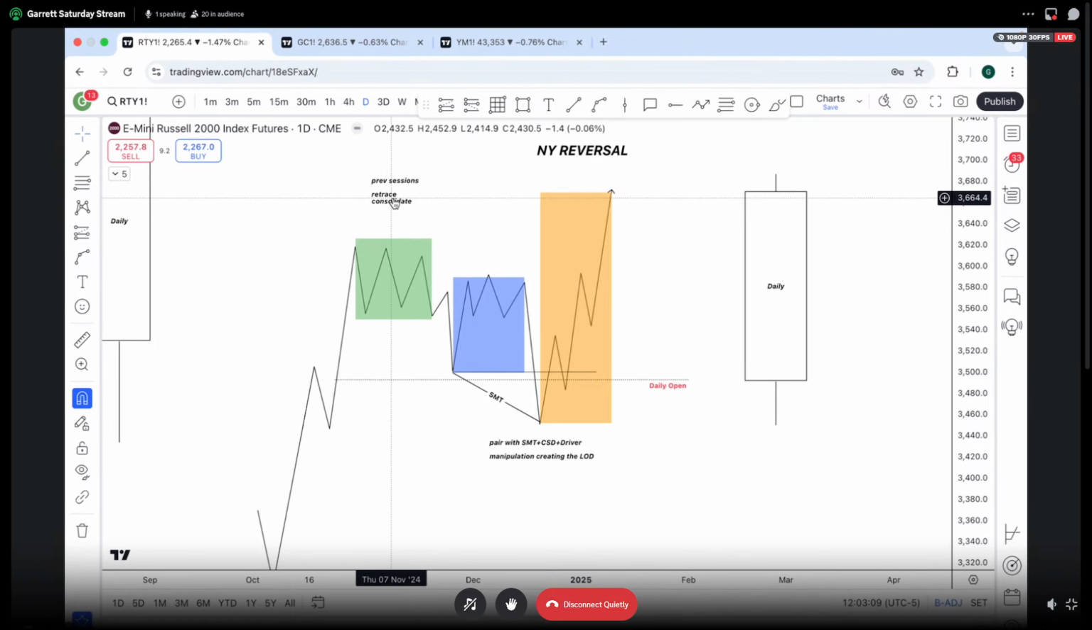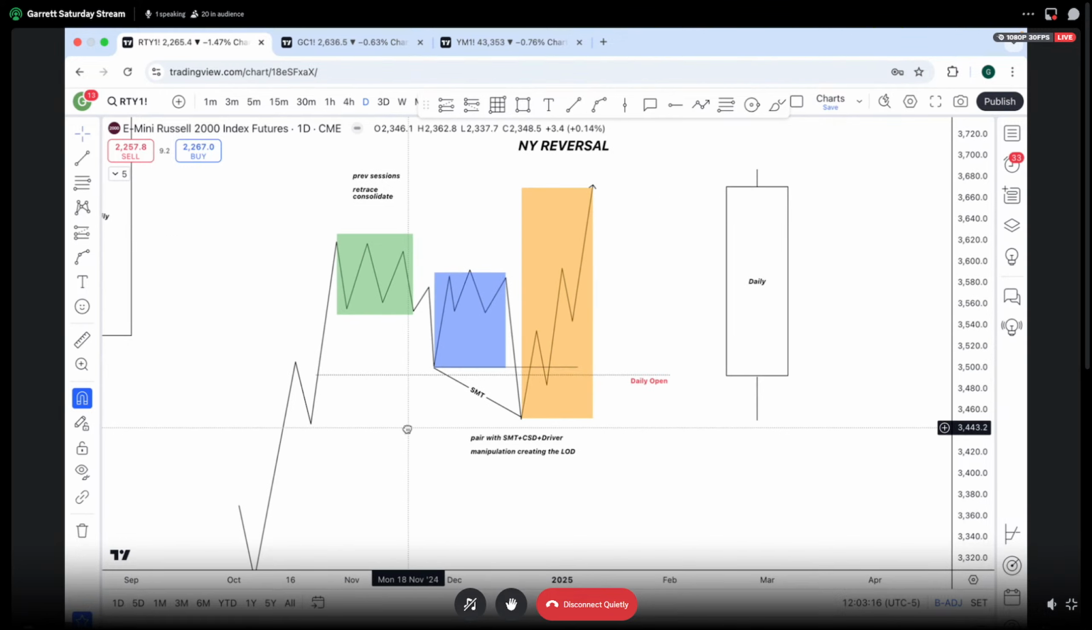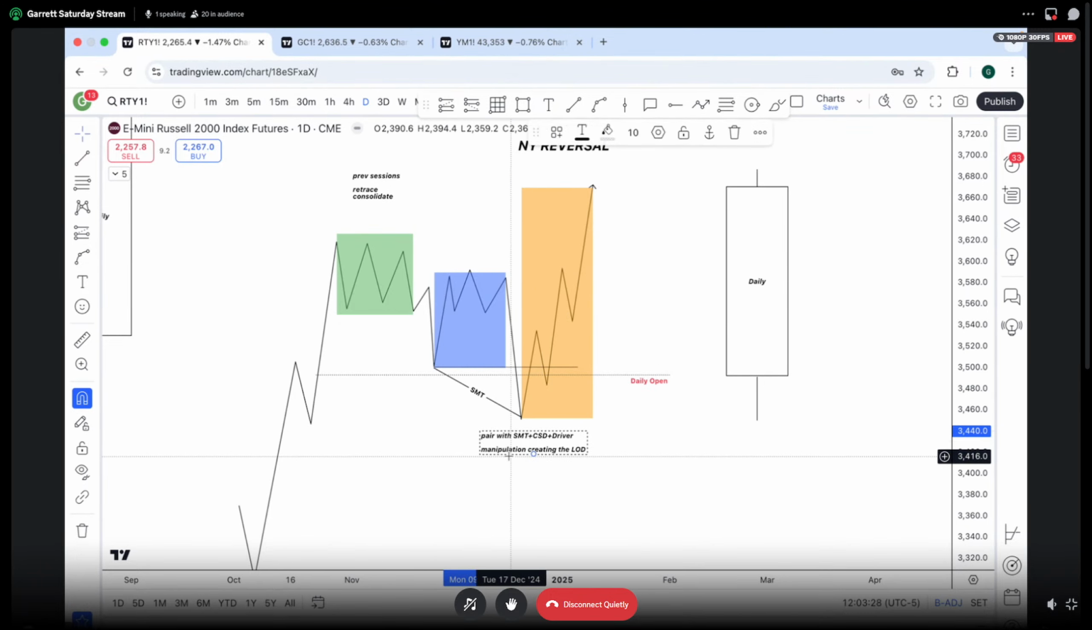Again, either price consolidates post session or retraces. Another key thing to note is I like to see the manipulation with an hourly swing point. That's how I keep it mechanical, and that's how I keep it high probability. I like to pair it with an SMT always. You're going to confirm with a CSD, and ideally the manipulation occurs within a driver, or the confirmation to a manipulation prior to a driver.